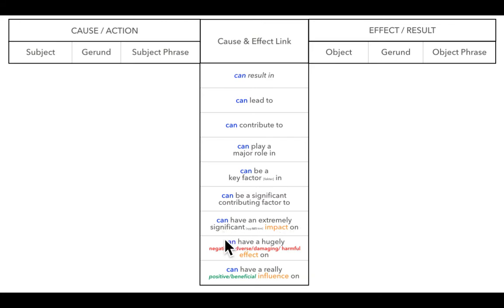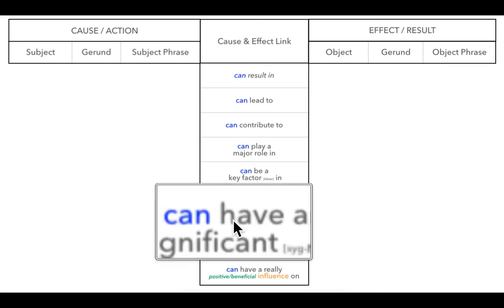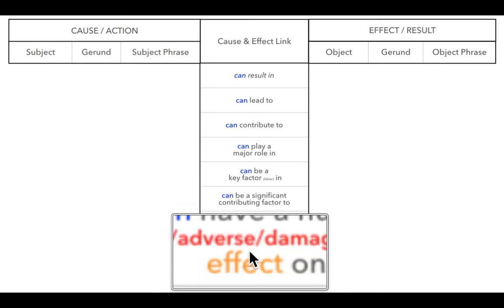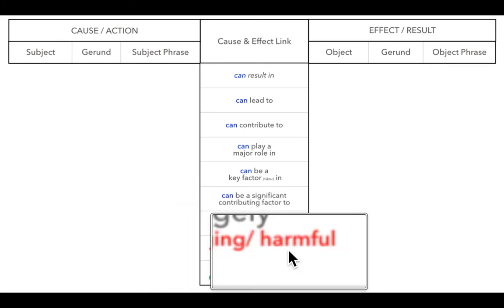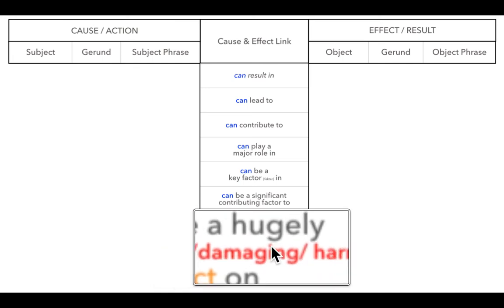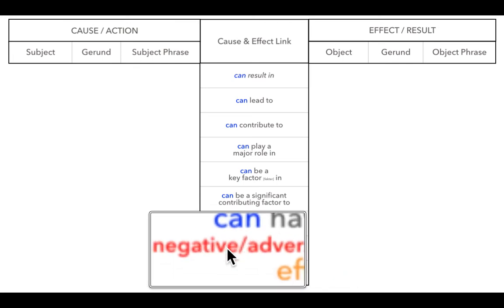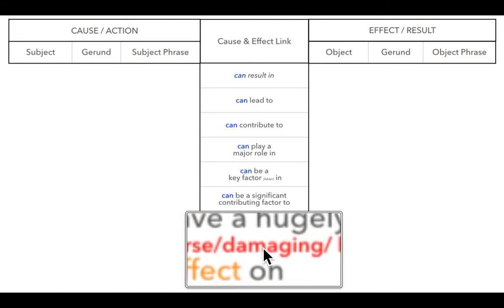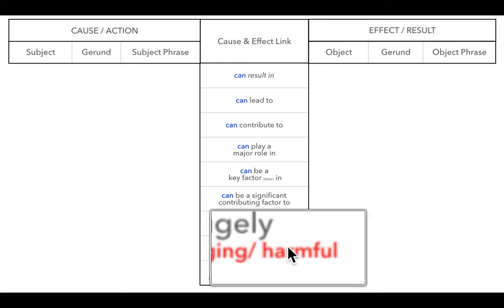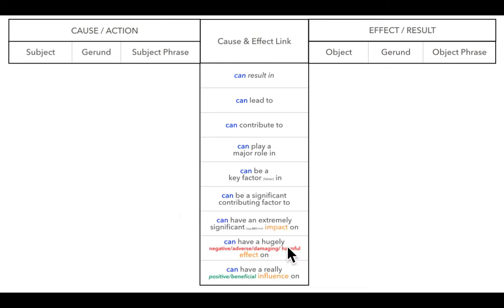We don't know. Here we're using the negative words: negative, adverse, damaging, and harmful. And these would be my top choice for you. Negative, adverse, damaging, harmful. They're the top four words for bad effect that you can use. Negative being number one, then adverse, damaging, and harmful. They would be the more robust examples.